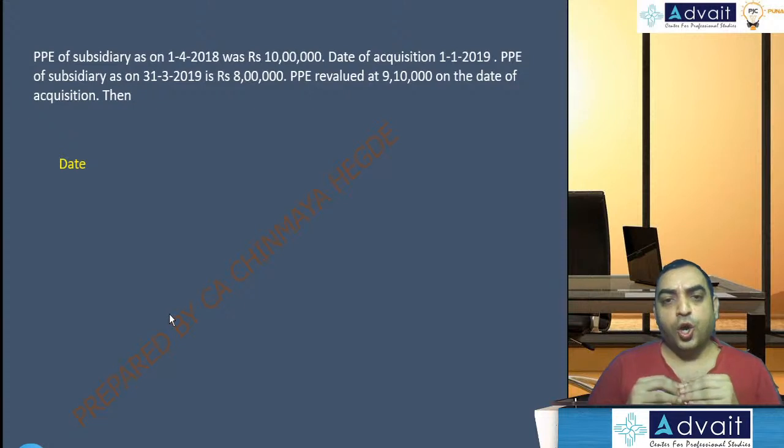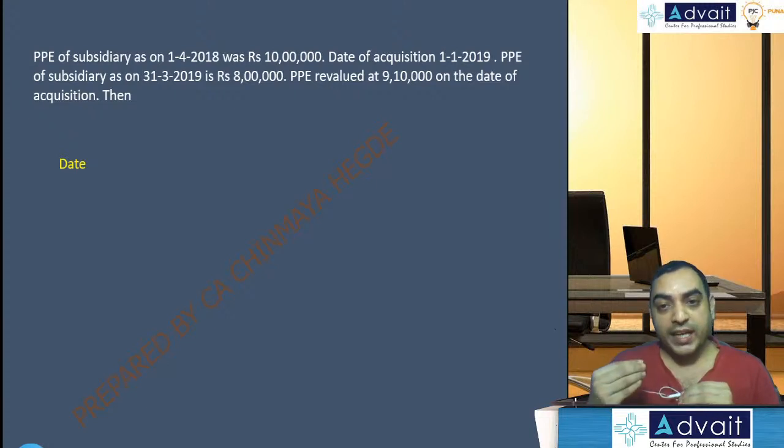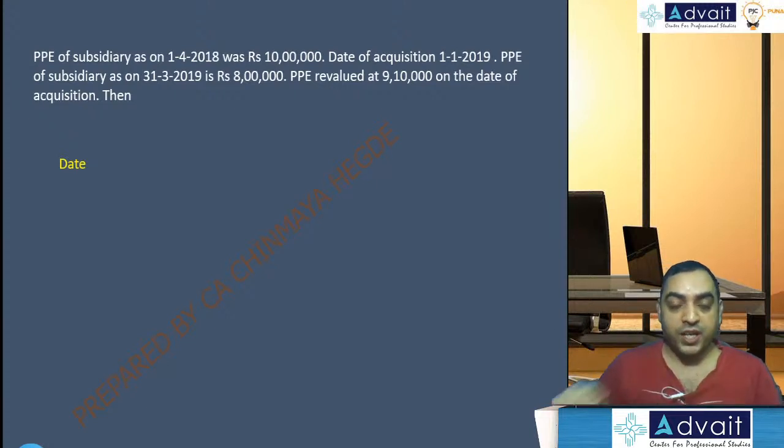PP of subsidiary on 1/4/2018 was 10 lakh. Date of acquisition 1/1/2019. PP of subsidiary on 31st March 2019 is 8 lakh. PP is revalued at 9 lakh 10,000 on the date of acquisition. Okay, let me do it.